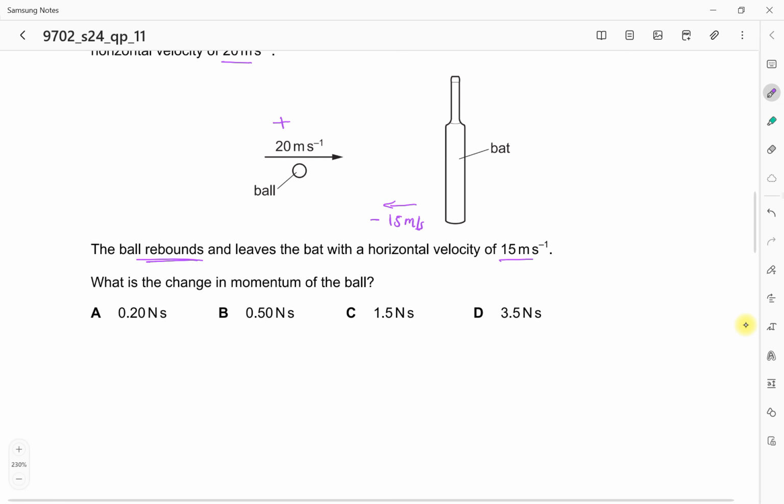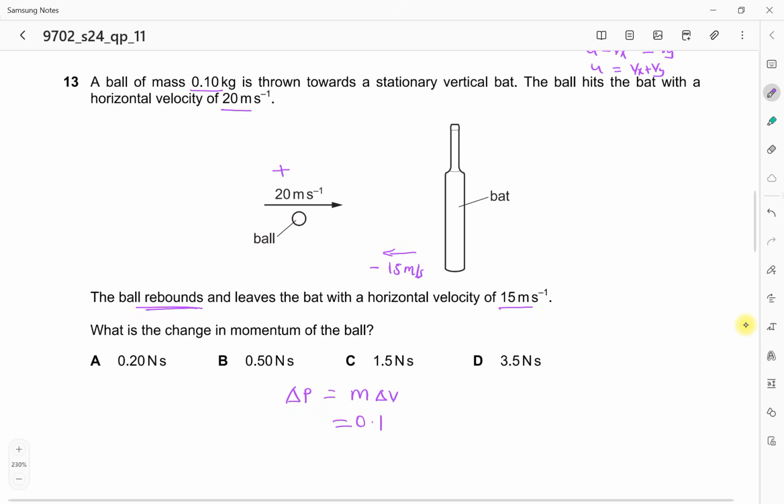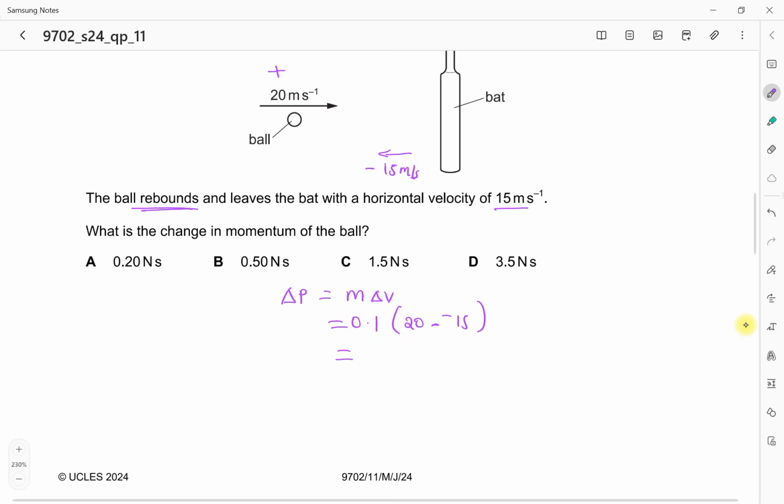So what is the change in momentum? Change in momentum is equal to mass times the change in velocity. So the mass is 0.1. Then the velocity changes from 20 to negative 15, so it is 20 minus negative 15. So this is going to give us 0.1 times, I think this is 45. No, not 45, it is 35. 0.1 times 35, which gives us 3.5 newton seconds. So the answer is going to be D.